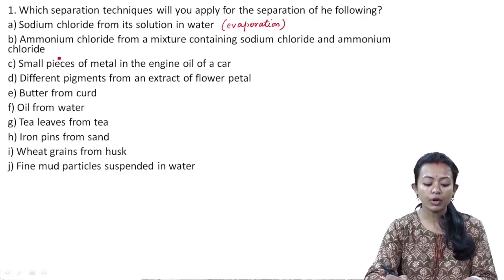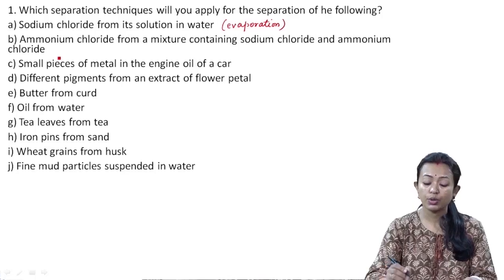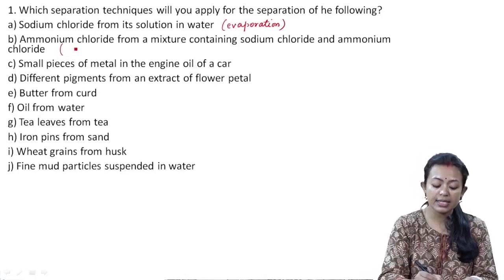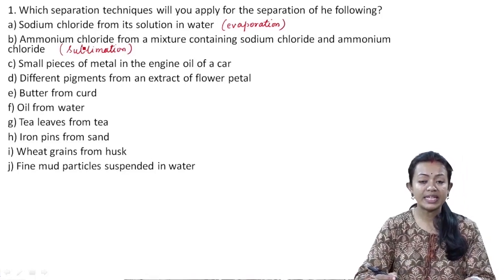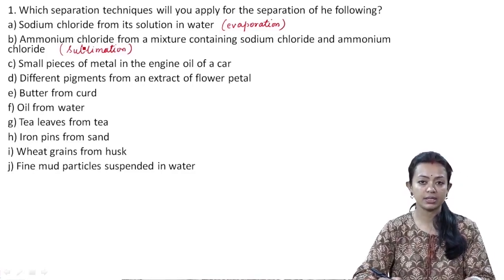Number B, ammonium chloride from a mixture containing sodium chloride and ammonium chloride. We already had done it. This is through sublimation. Because we know that ammonium chloride sublimes. When heated, it directly gets converted into the vapor state, whereas sodium chloride remains in the china dish.